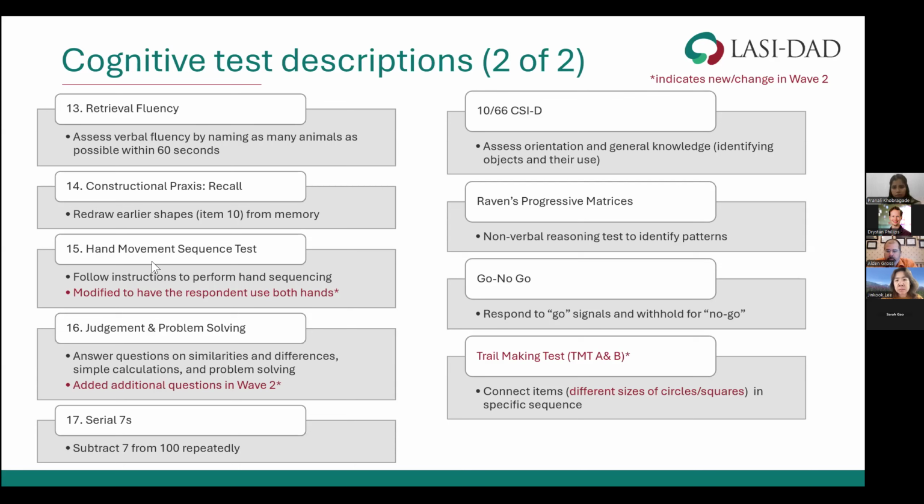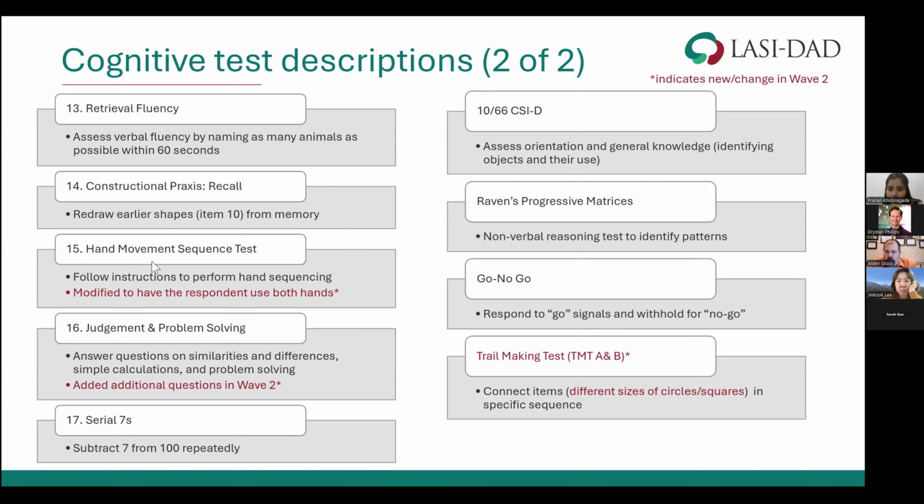Then we have Raven's progressive matrices, a non-verbal reasoning test that assesses pattern recognition and abstract thinking. Then we have go no go test, which is for impulse control and reaction time. It requires the respondent to respond to go signals and inhibit responses to no go signals.